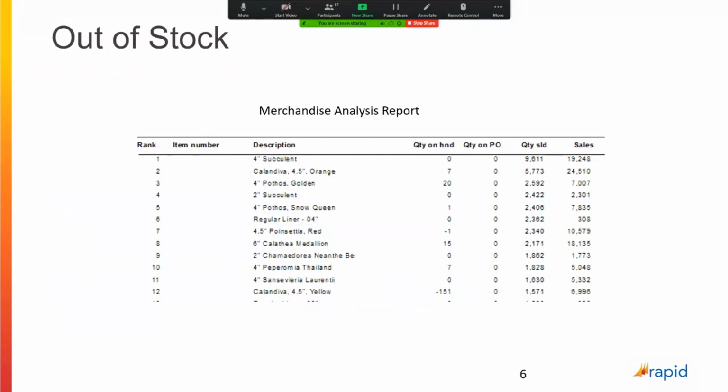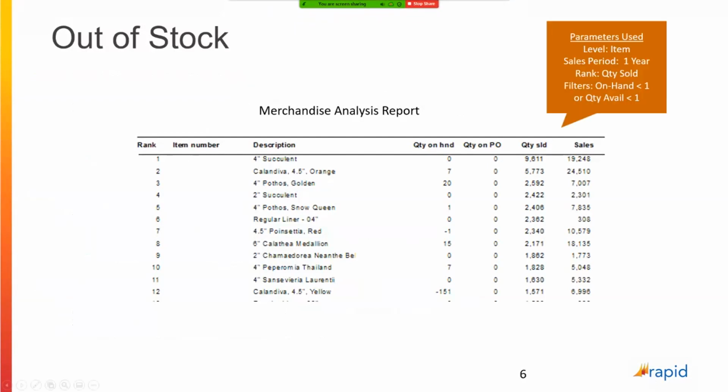All right, so with the parameters that we just discussed, this is my sample report. There are several key things that we want to talk about. First and foremost, we discussed the report is an item level report. My sales are based off of the previous year, 12 months. I sorted this by the quantity sold and then filter by either on hand or quantity available being less than one. Again, that's kind of your preference and depending on your business model.